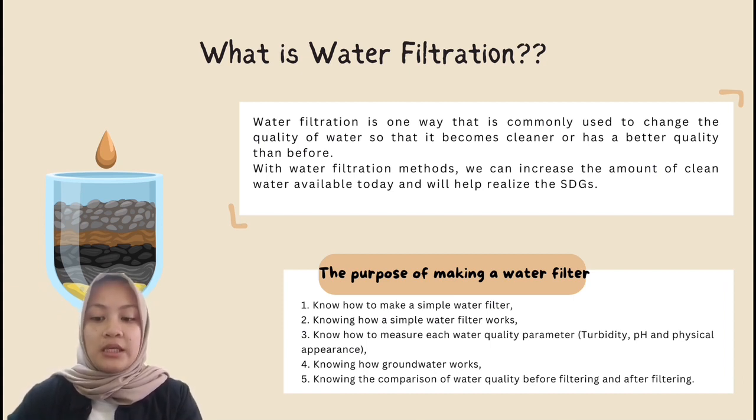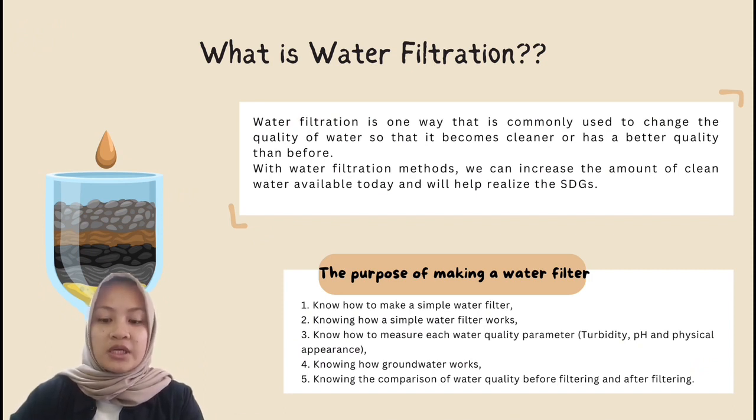But unfortunately, currently the availability of clean water is still not balanced with the need for clean water from the community. Therefore, it is important to know how to make a water filter as a form of community empowerment so that they can get clean water easily without having to depend on any party. With people knowing how to make water filters, this will help realize the sustainable development goals to create prosperity at every level of society.